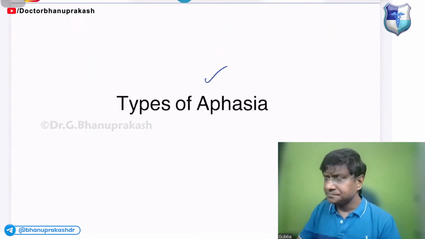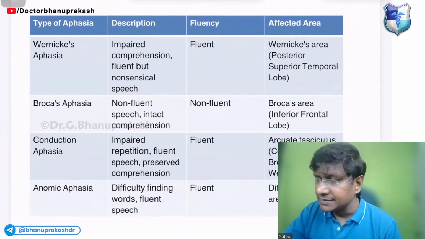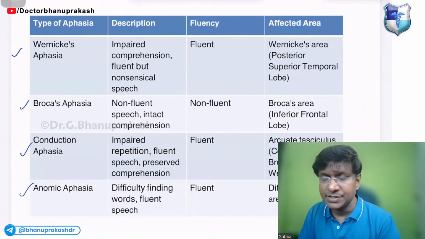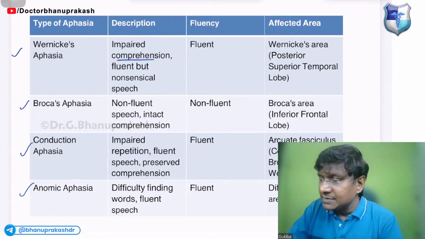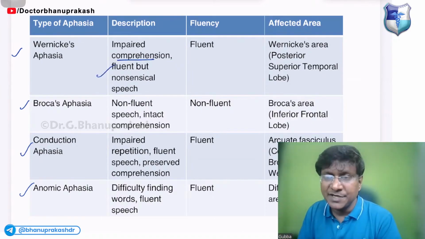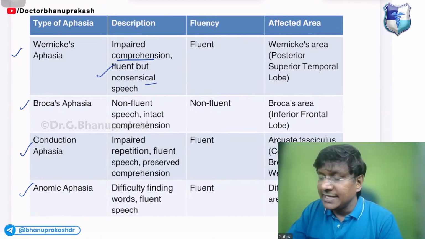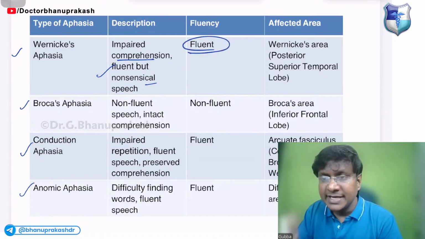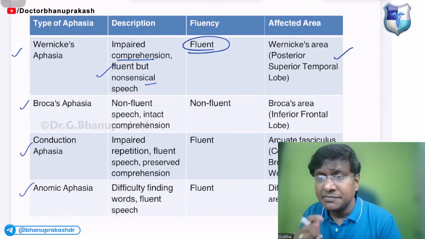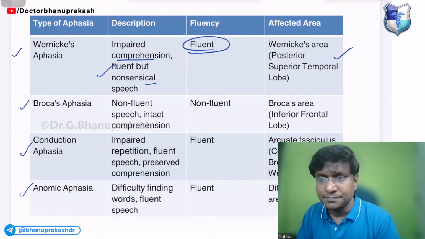Aphasia. So what are the types of aphasia? Wernicke's, Broca's, conduction aphasia, and as well as anomic aphasia. Wernicke's aphasia, where your Wernicke's area is damaged. That is the reason why there will be impaired comprehension, because Wernicke's area is concerned with comprehension. But the speech will be fluent, and it's a nonsensical speech. You will have neologisms. So the fluency will be maintained. The affected area will be Wernicke's area, which is present in the posterior superior temporal lobe, right?